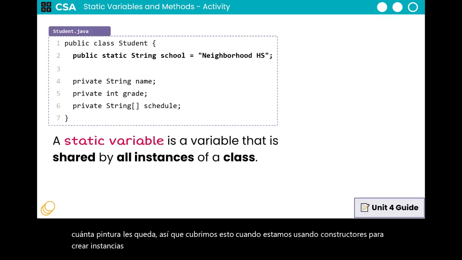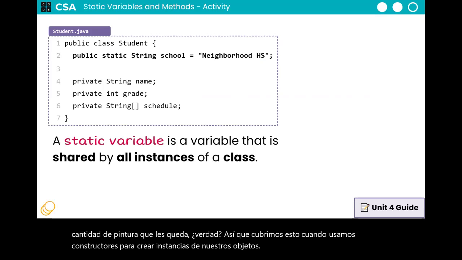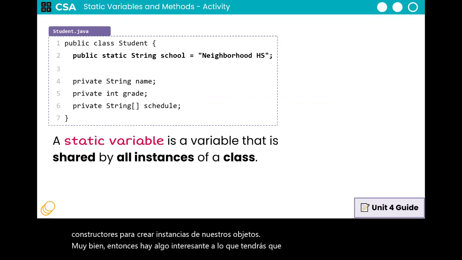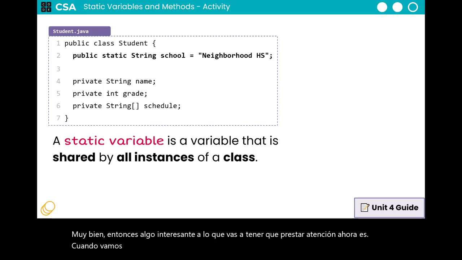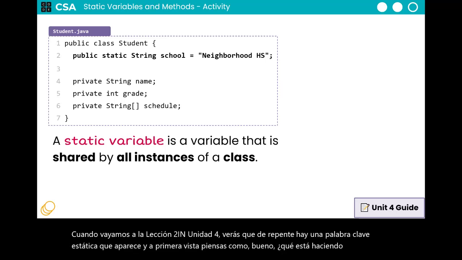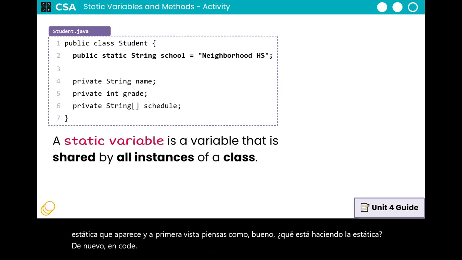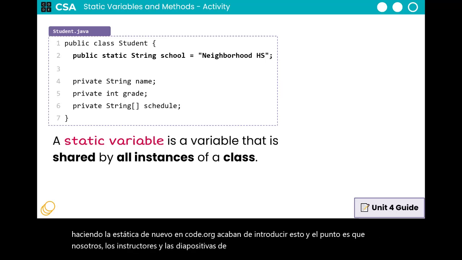All right. Something interesting you're going to need to pay attention to now is that when we go to Lesson 2 in Unit 4, you'll see that all of a sudden there's a static keyword that pops up. And at first glance, you're like, well, what's static doing? In code.org, they just introduce this stuff, and the instructors and the PowerPoint slides should help clarify what we're looking at.